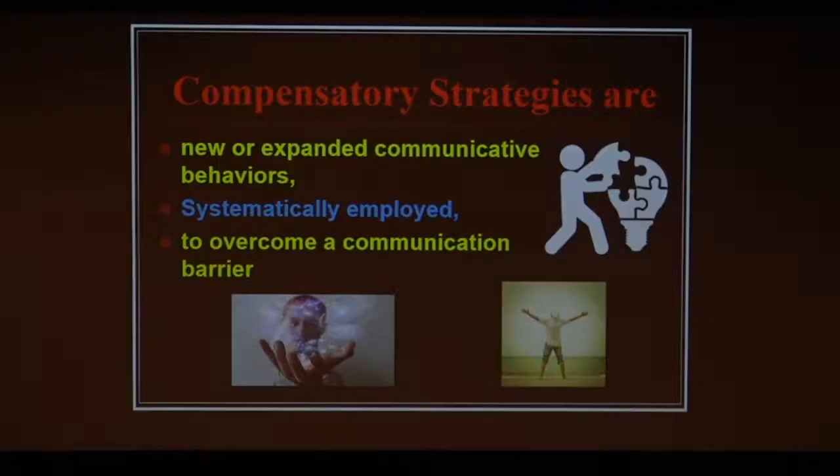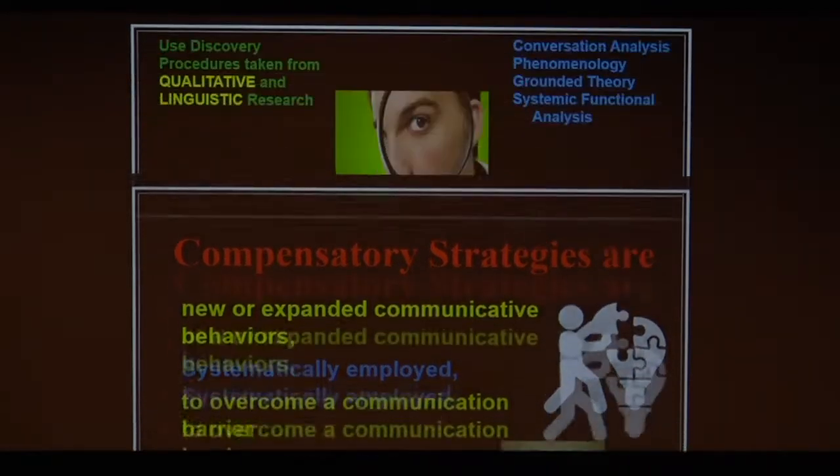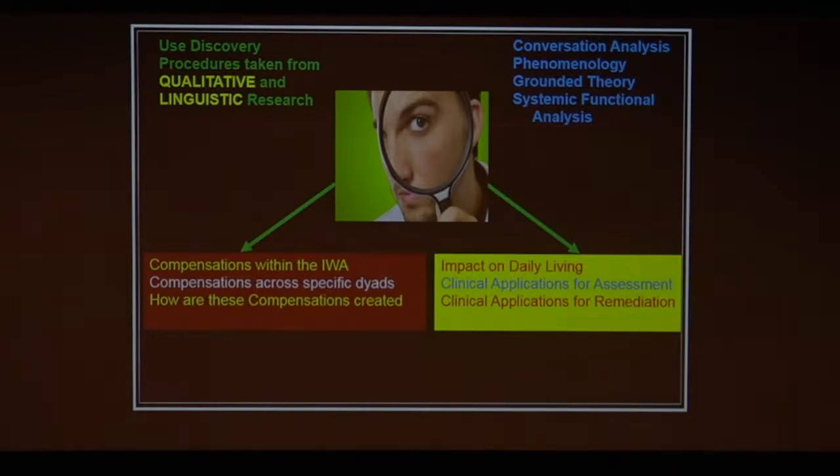How do they do that? One of the ways is through the use of compensatory strategies. Compensatory strategies are new or expanded communicative behaviors that they systematically employ to overcome the communicative barriers or the deficits that they have when they're trying to communicate due to the stroke itself. And so we're interested in looking at these kinds of things in our lab.